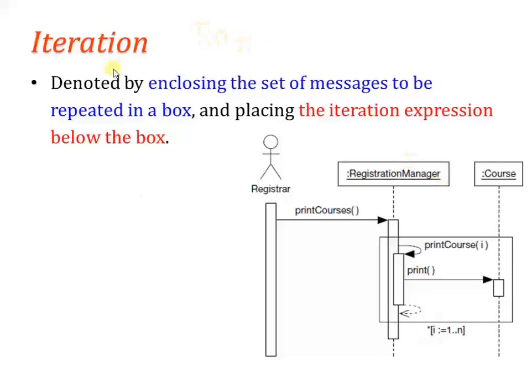The next one is called iteration. As we all know, iteration means calling the same function or procedure again and again. This is done by having a rectangle box above the message for which the iteration happens. Below the box, you can see the iteration expression written. As we have already discussed in the collaboration diagram, a star is used to represent that the particular function is going to be executed more than once, and within the square brackets, the iteration expression is written.